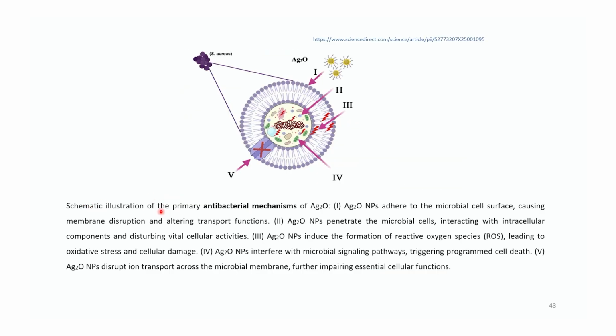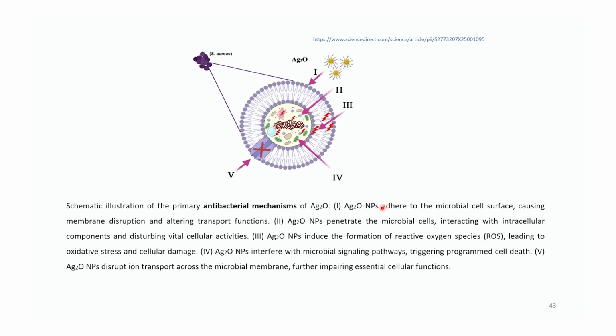That's the schematic illustration of the primary antibacterial mechanisms of silver oxide. So silver oxide, as you already know, is already used in antimicrobial ointments or ointments used for burns and all. So you already know they are highly used, and they are very antibacterial in nature. So that's the mechanism.